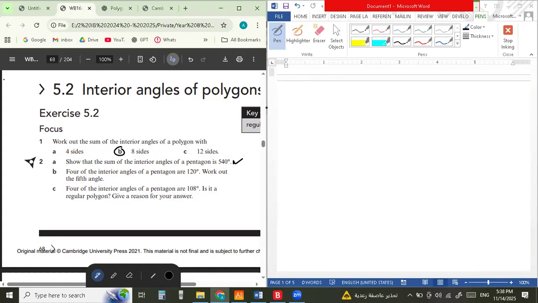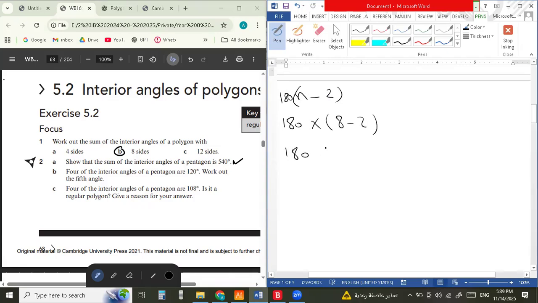Alright, so we learned that the rule to find the sum of the interior angles of any polygon is n minus 2, you multiply by 180 degrees. So let's do this: 180 degrees multiplied by n, the number of sides. They told you it has 8 sides, which means it's an octagon. So 8 minus 2, so it is 180 multiplied by 6. Multiplying 180 by 6 is going to give you exactly 1080 degrees.